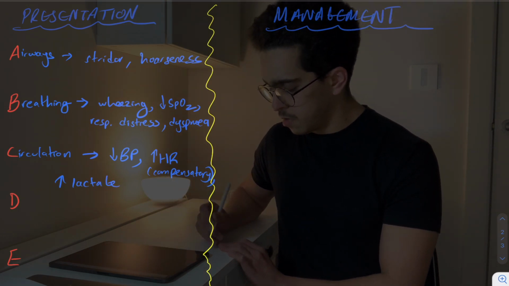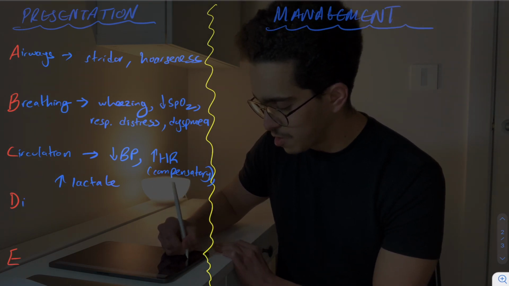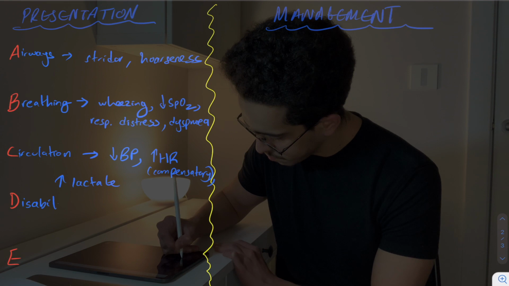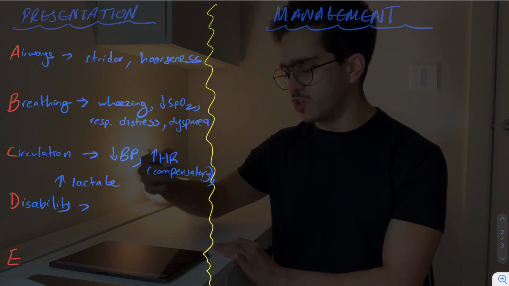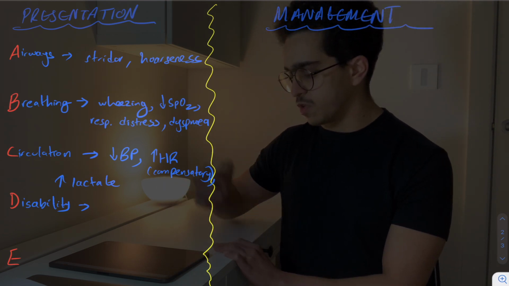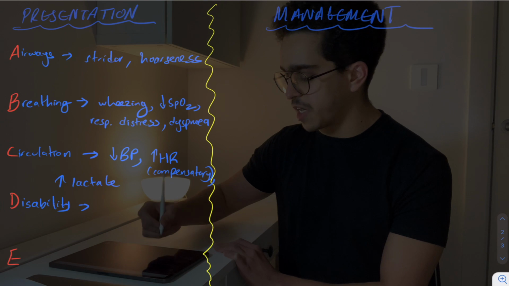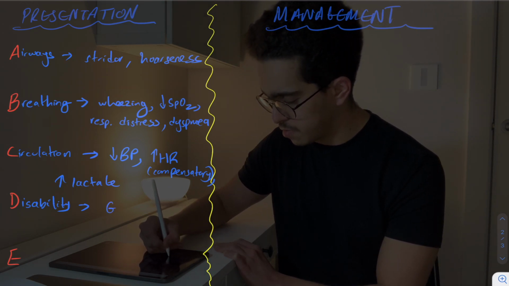Cool. Okay, this is circulation. Now on to D. D is for disability. Disability is all about assessing neurological function. So how can we assess neurological function? We can assess it by going through the GCS.